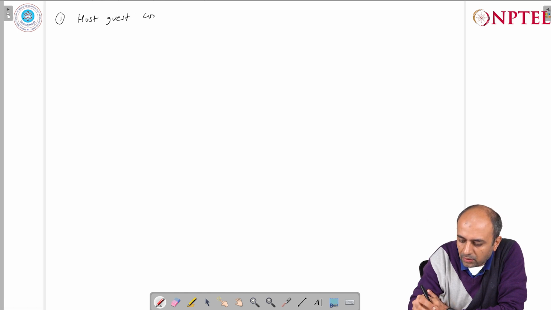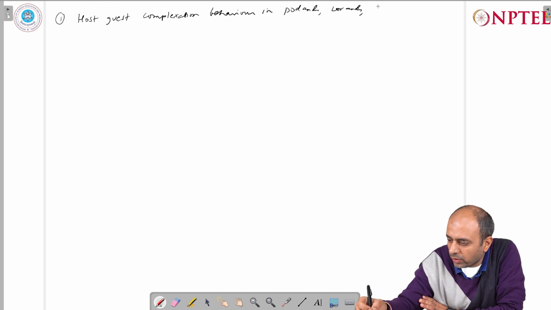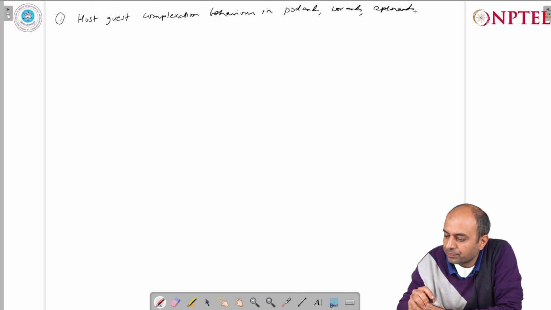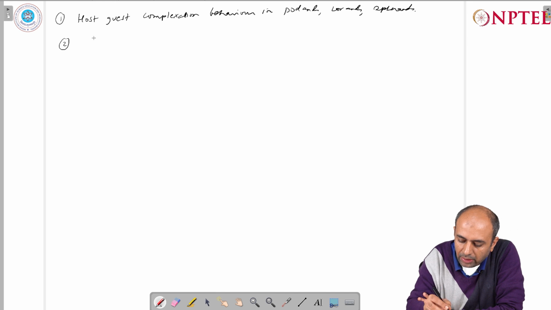host-guest complexation behavior in podands, corands, and cryptands to start with, and this will be followed by looking at other classes of molecules.